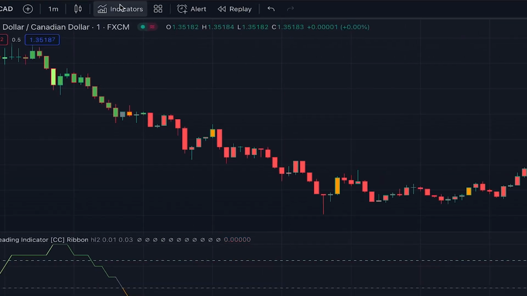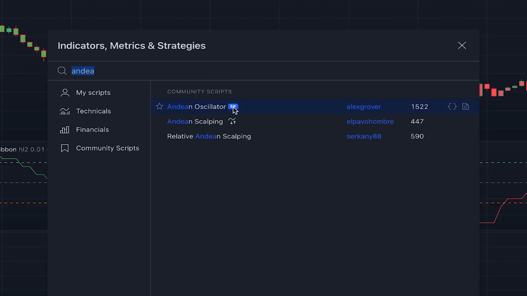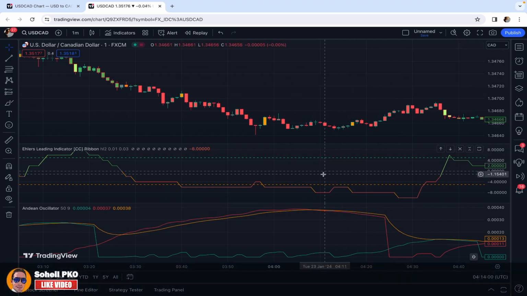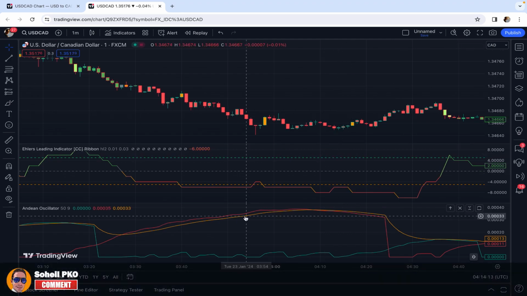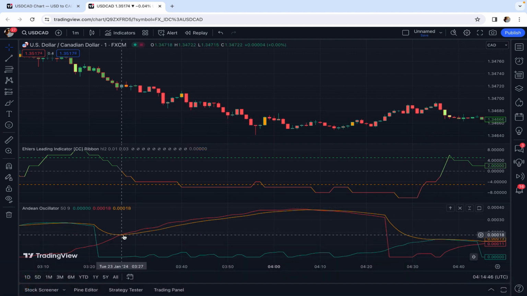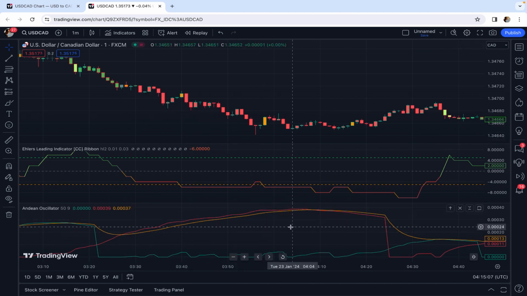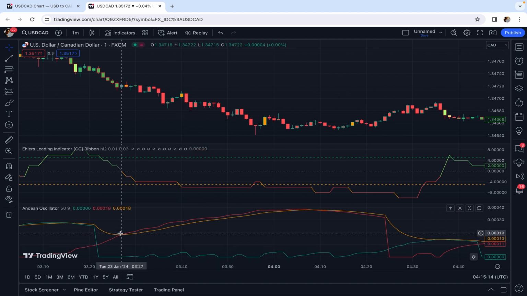The next indicator that we want to add is Andean oscillator, this one, which is an editor specs indicator and written by Alex Grover. This indicator is also one of the best indicators for tracking momentum changes, and besides this, it also helps us to know when the market is flat and not trending. When both of green and red line are below the orange line, the market is flat, and when the red line crosses above the orange line, the price is declining, and on the other hand, when green line crosses above the orange line, the price is advancing.